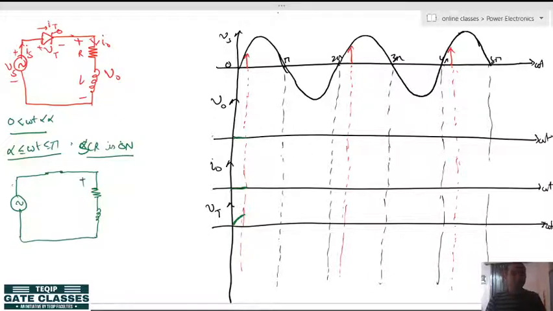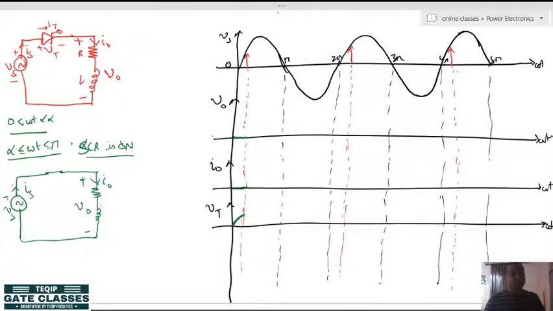So, here it is: the output voltage, load current, source voltage and source current. Now you can see that as soon as the thyristor is connected, the current will not rise immediately. Why? Because of the inductor. The inductor does not allow a sudden change of current.